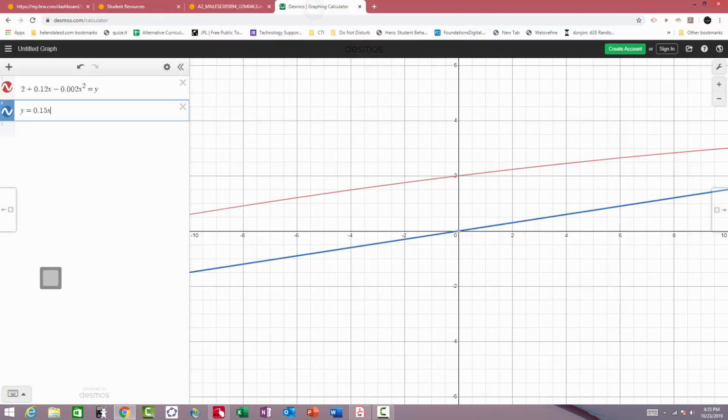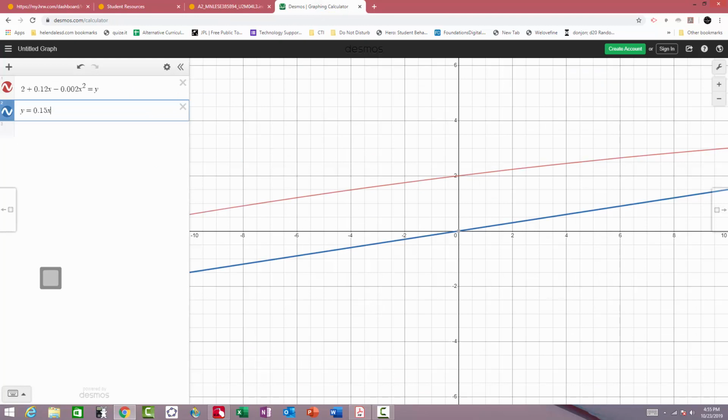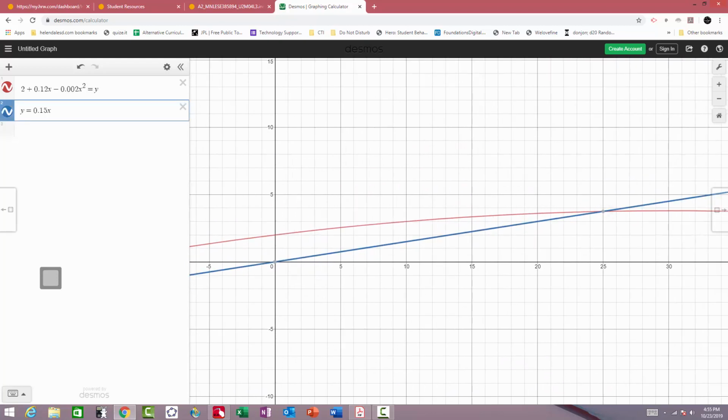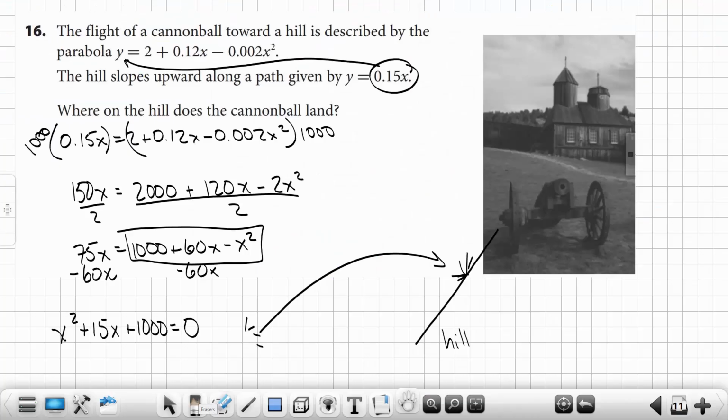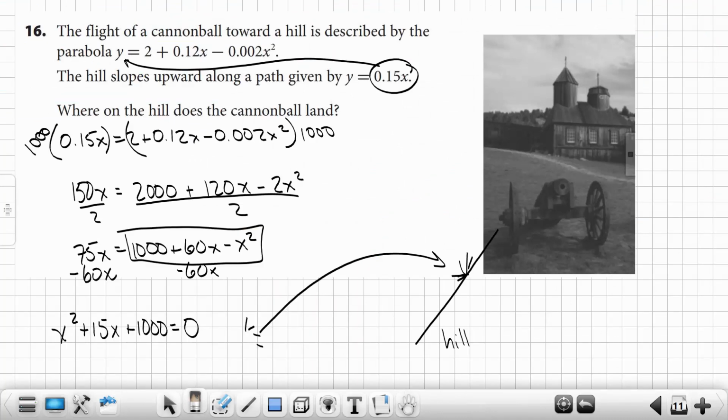Let me make sure I got all those right. 0.15x, 0.12, 0.002x squared. Fantastic. We can see that they're going to cross. I'm just going to have to find where they cross. And it's here. 25 seconds in, they cross at 3.75. So, at time equals 25 seconds.